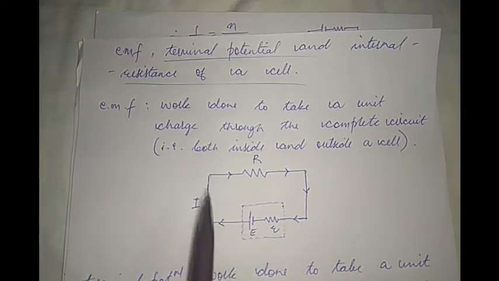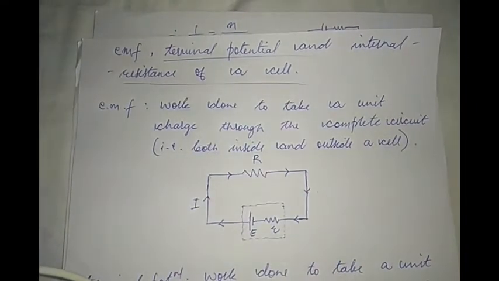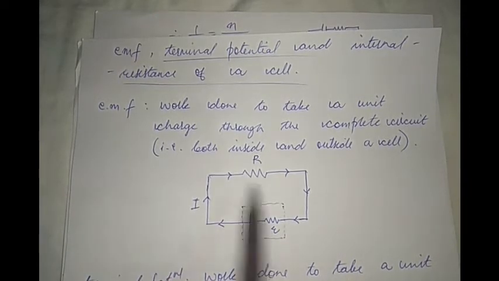So today we are going to talk about EMF, terminal potential, and internal resistance of a cell. These are terms you're already familiar with, and you've studied about these things in class 10 also. So just a bit of a recap for you all. EMF is the work done to take a unit charge through the complete circuit.